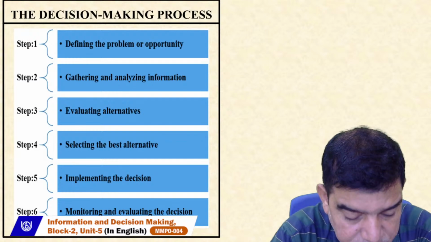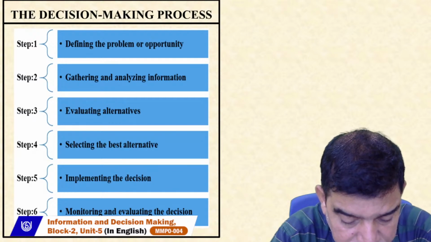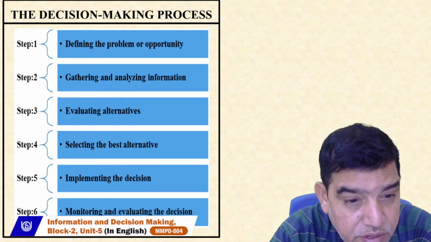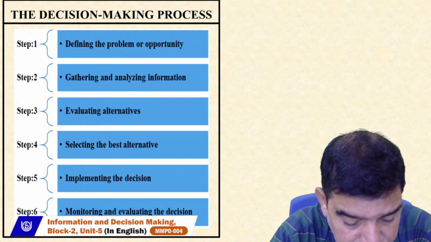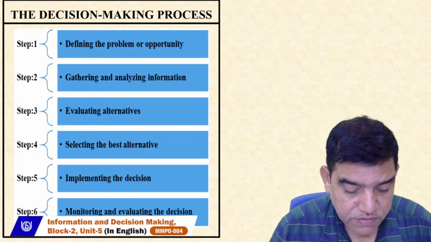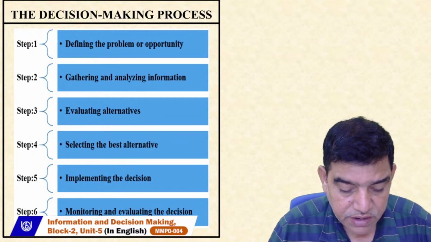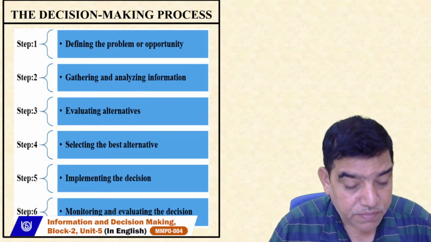Monitor and assess. The sixth step is monitoring and evaluating the decision. The final step in the decision-making process is to assess the decision outcomes. This step entails determining whether the decision is successful in resolving the problem.